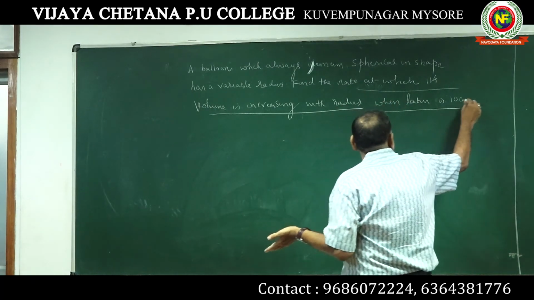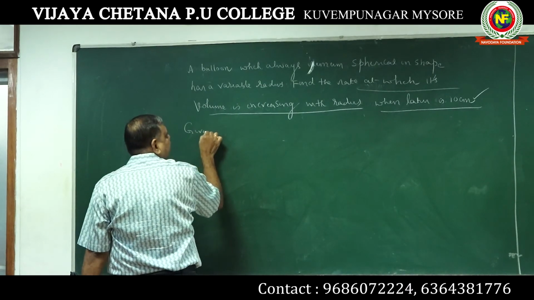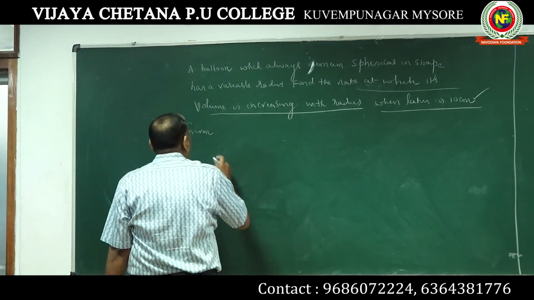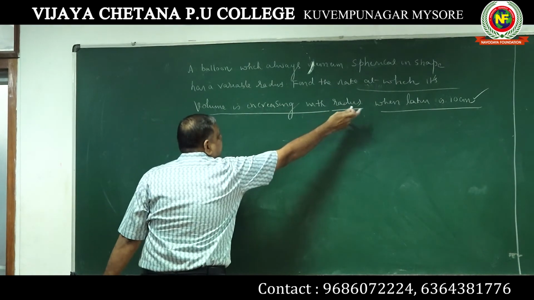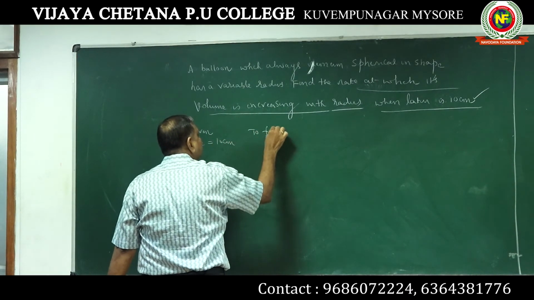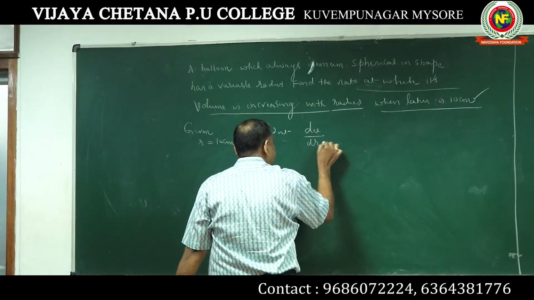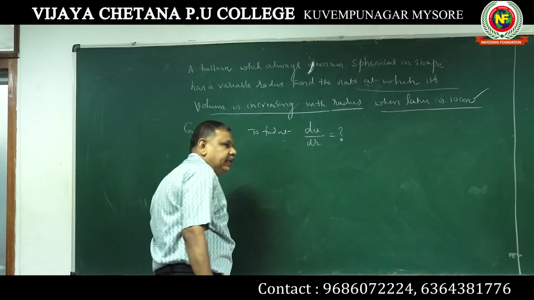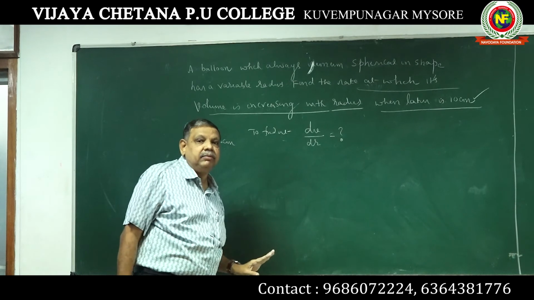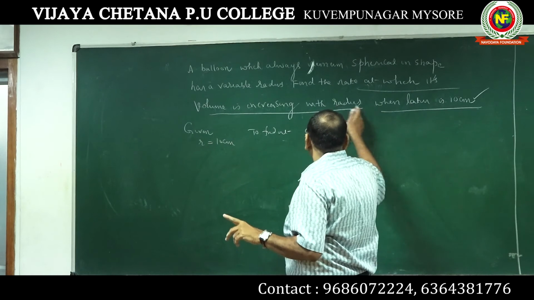Of course, when the radius is 10 centimeter, what you should write is given: r is 10 centimeter. To find out is dV by dr. We have to find out with respect to radius. If it is with respect to time, it is dV by dt, and then dr by dt should be given. But dr by dt is not given, so we have to find out with respect to radius.